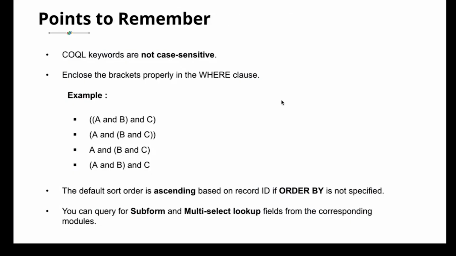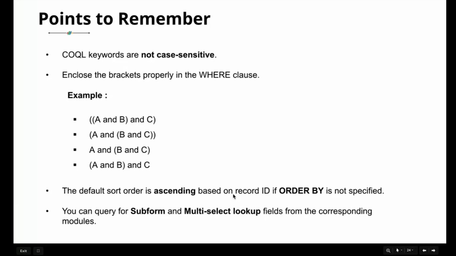And a few points to remember with respect to COQL API: COQL keywords are not case sensitive. For example, SELECT in uppercase is the same as select in lowercase. When you use multiple conditions in the where clause, you have to make sure to enclose them properly so that the condition is applied properly. If you have not specified order by, which means you have not specified the sorting, then the default sorting order will be ascending based on the record ID. And when you want to query for subform or multi-select lookup fields, you have to query directly the subform module or the linking module. We'll see examples of all of these.